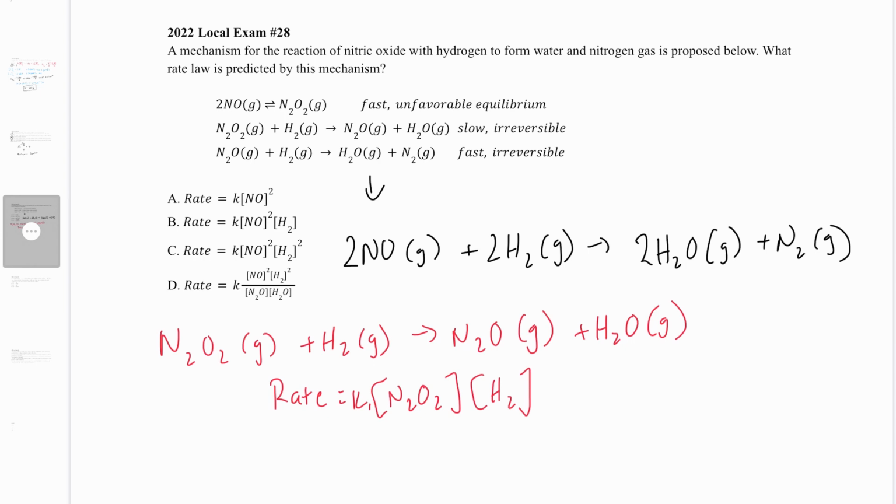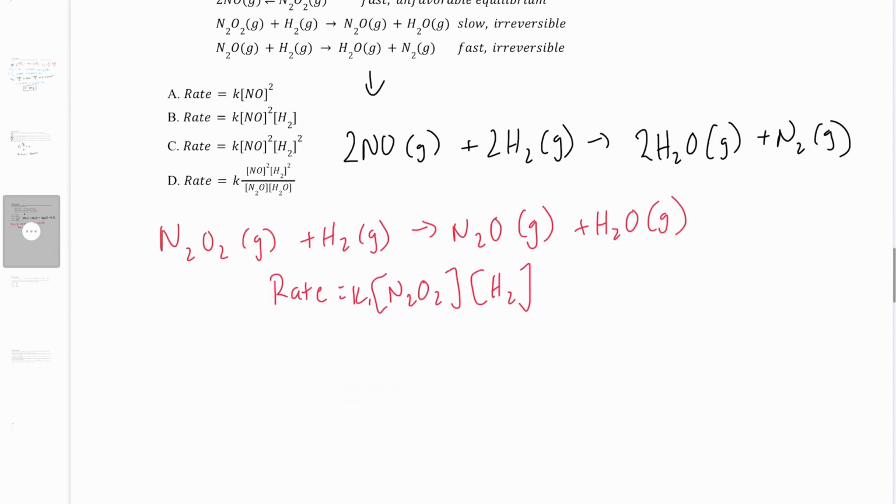The reason this is the rate law is because this is the slowest step. So in a reaction mechanism, you always want to look at the slowest step because that's going to determine the rate of your entire reaction. A factory is only as fast as its slowest worker, if you want to think about it that way. The problem with leaving it as is that N2O2 is an intermediate. N2O2 doesn't appear anywhere in our final reaction. So we need to find some way to get rid of the N2O2 and put it in terms of NO and hydrogen. So how do we do that?